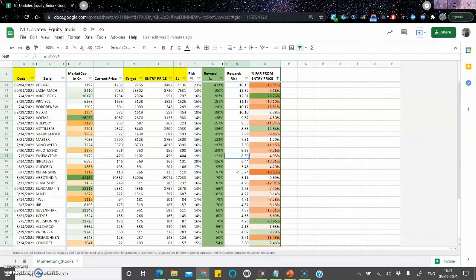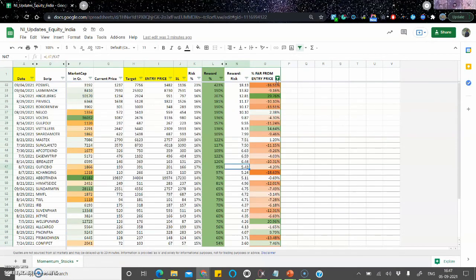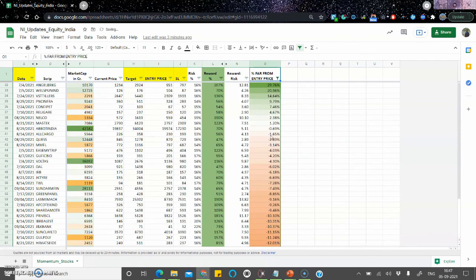So that is how you can use this sheet to track performance of the analysis as well as find good entry points for coming days.